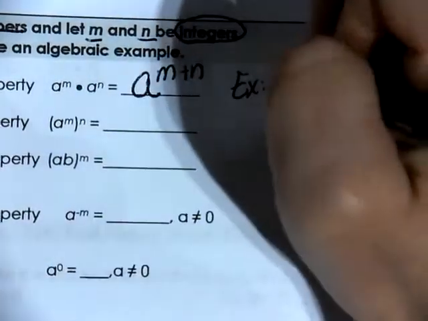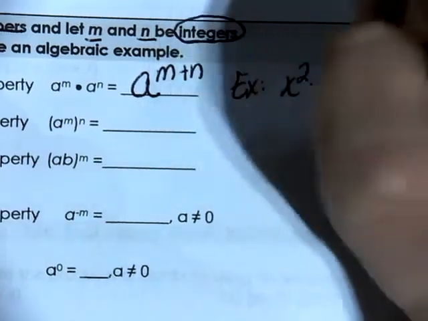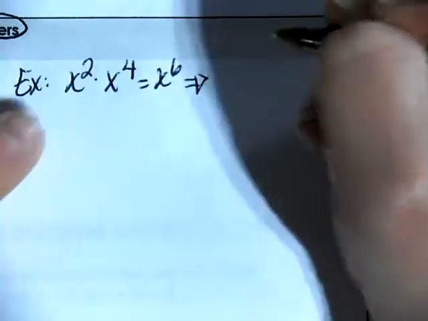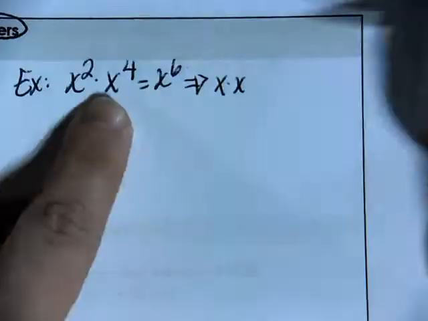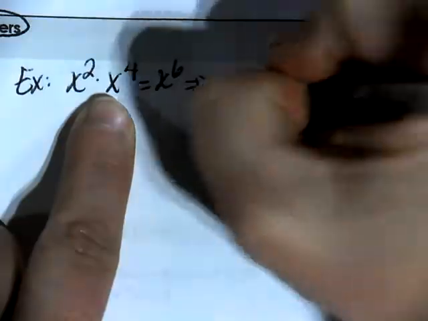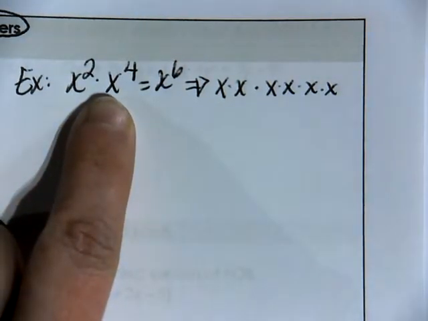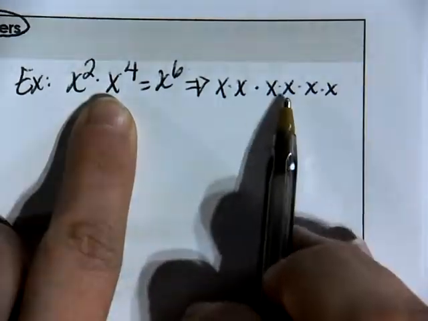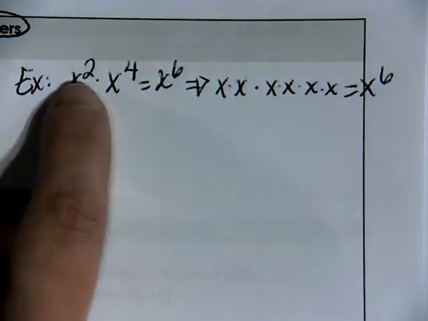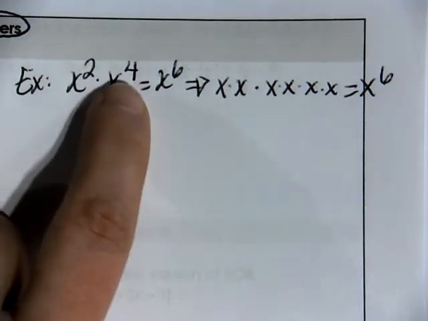An example of this would be if you had x squared times x to the fourth power. This is equal to x to the sixth power. The reason why this is true is because x squared is x times x, and x to the fourth power is x times x times x times x. And when you multiply these two expressions together, how many x's are you multiplying? 1, 2, 3, 4, 5, 6. This is x to the sixth power. So the shortcut is simply to add your exponents. 2 plus 4 is 6.